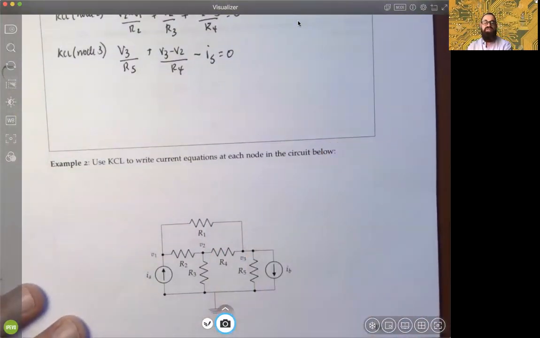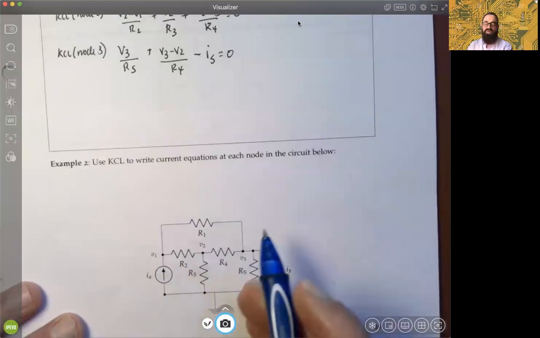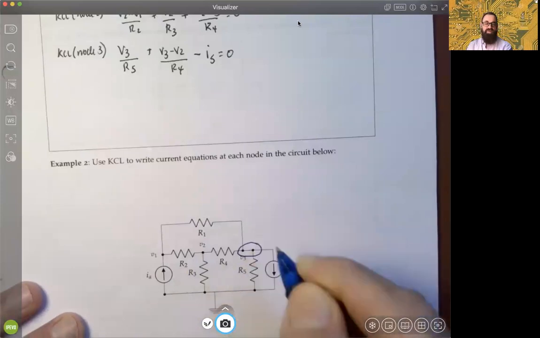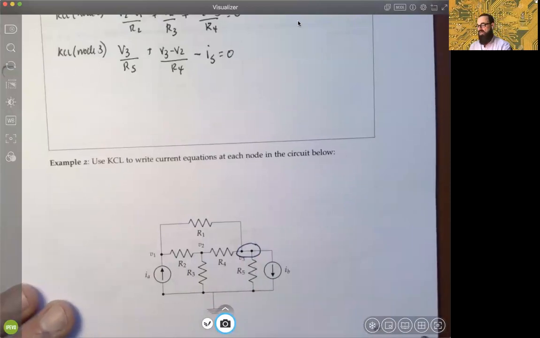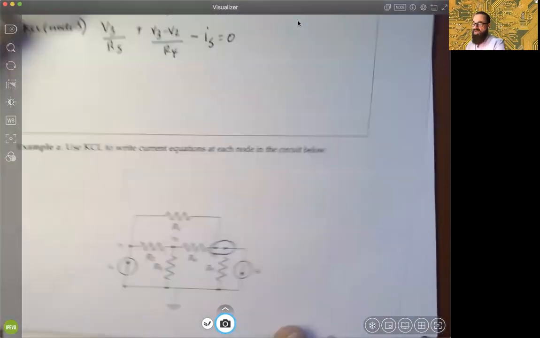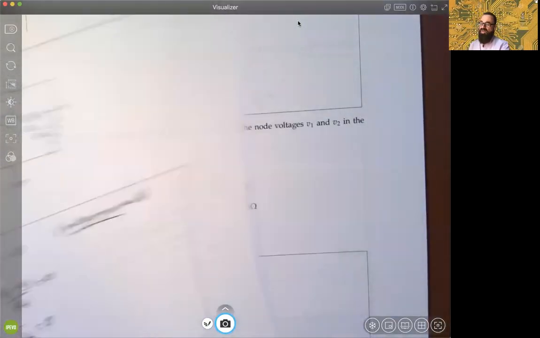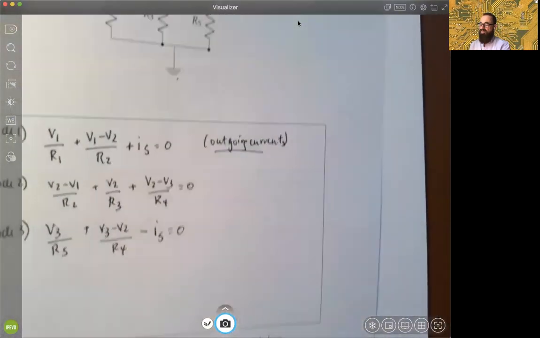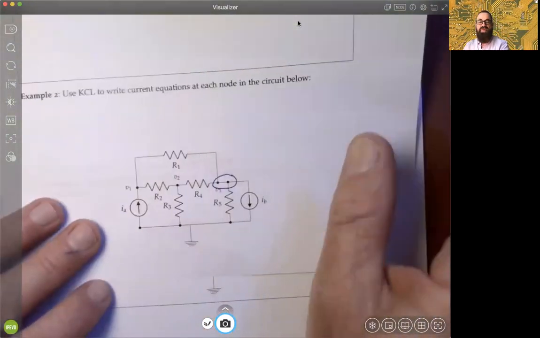KCL, get the current equations at each node. What's interesting here is, we've seen this before, here's node 1, 2, but notice this is all the same node. Be very careful. You have a lot of currents there for that node. Everything there is all one node, even though you have 2 dots there. So we'll push this to the top of the page, and then you flip over to page 50. Maybe I'll keep it on this page so that we can see the circuit instead of flipping over.